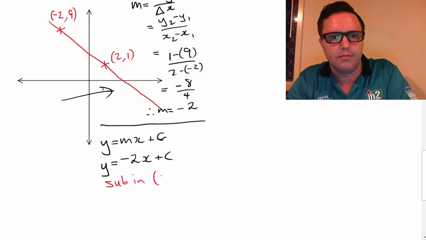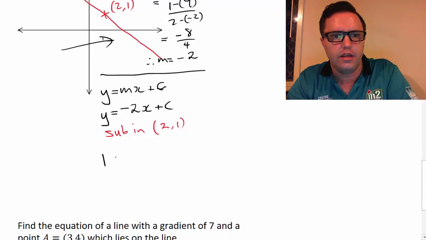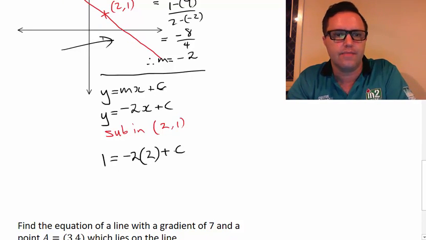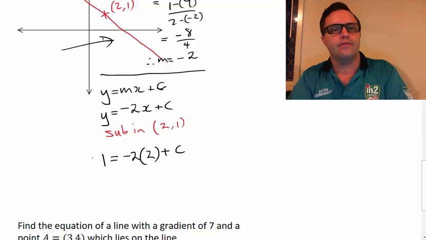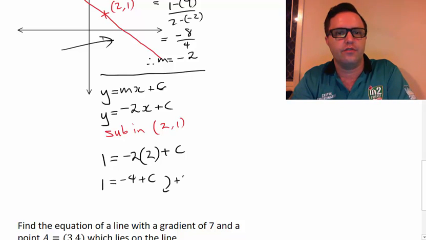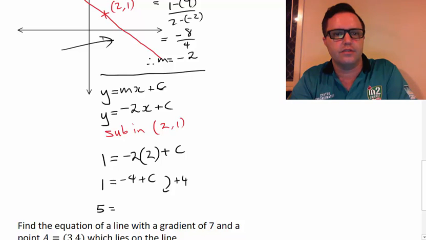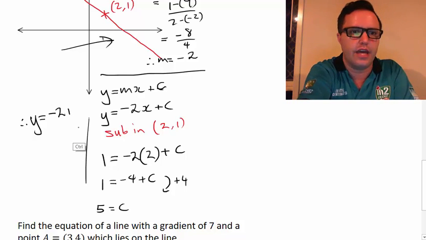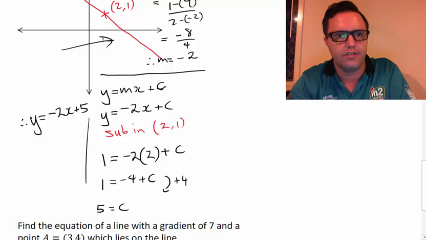We're going to choose this one here, sub in 2, 1, where x is 2, y is 1, and so we chuck that into our equation, and we've got 1 is equal to negative 2 times 2, so there's our y, there's our x, plus c. And now what we need to do is solve it for c, so we've got 1 is equal to negative 4 plus c. We're going to add 4 to both sides, and that gets us 5 is equal to c, right? So therefore, our equation is y equals negative 2x plus 5, okay?